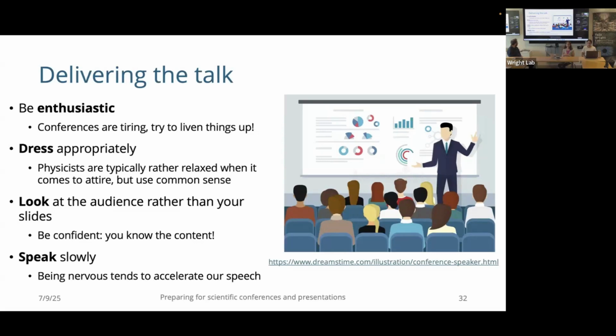And then speak slowly. When we're nervous, we tend to speak faster, and that can make it hard for people to follow. So maybe be more explicitly speak slower than you think you need to, and that would be helpful for people.